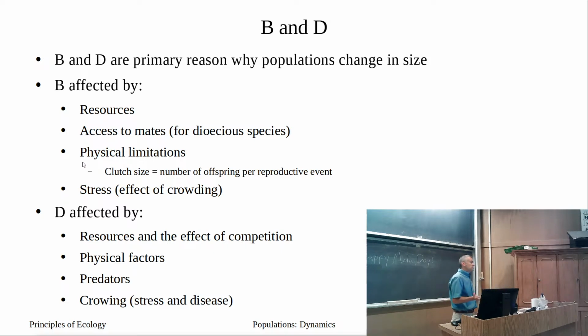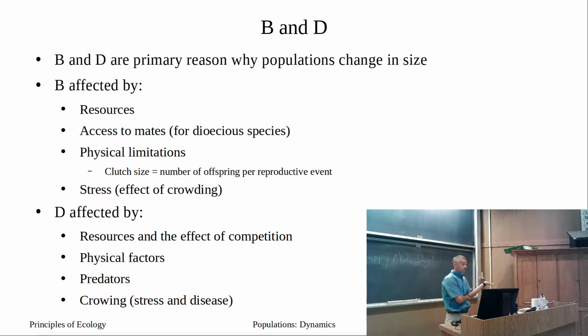And then stress can affect our births. We'll talk about stress, but stress is tied to crowding. Once you start getting stressed, there's a change in hormone levels that starts to inhibit your reproductive hormones and thus the desire to mate and reproduce. It's actually called the social stress hypothesis, and we'll talk about that when we talk about regulating populations.